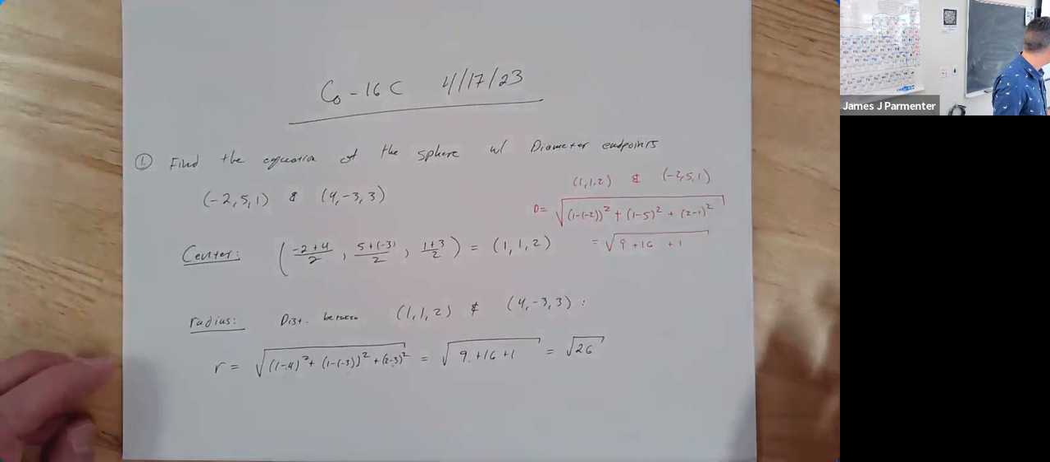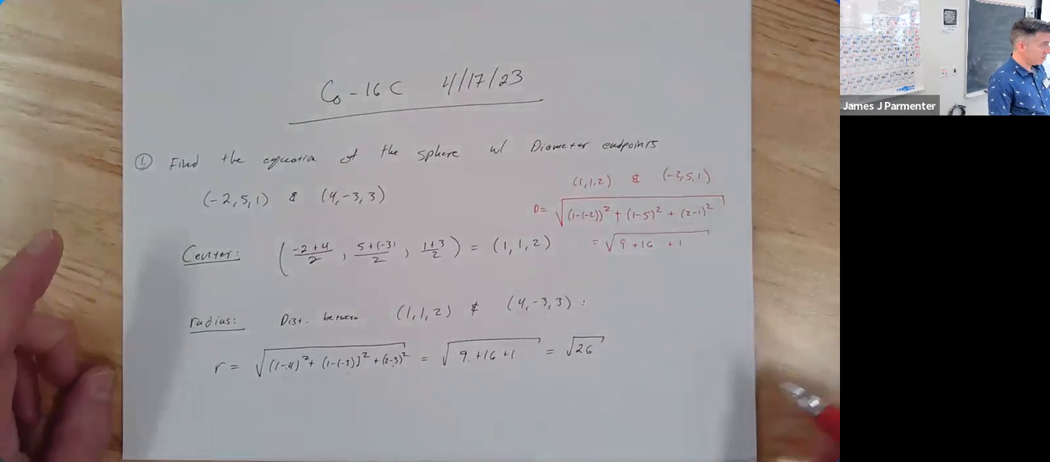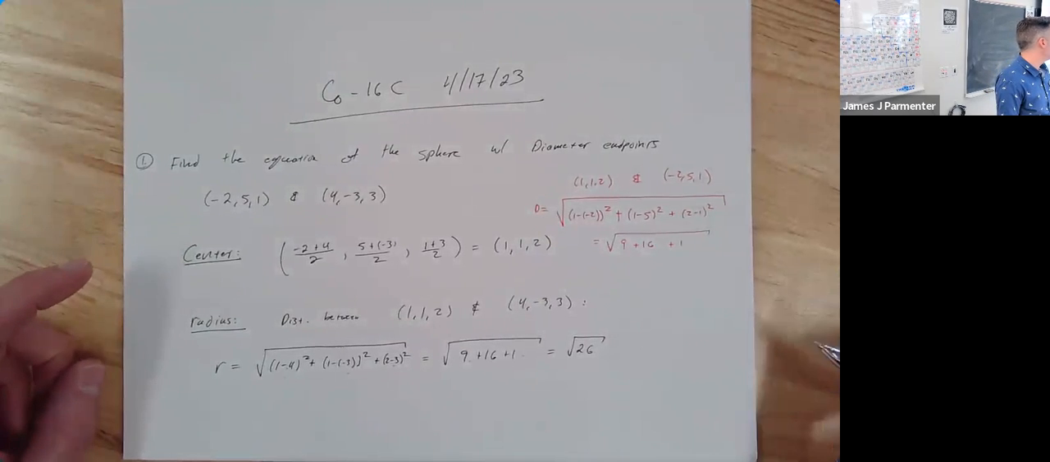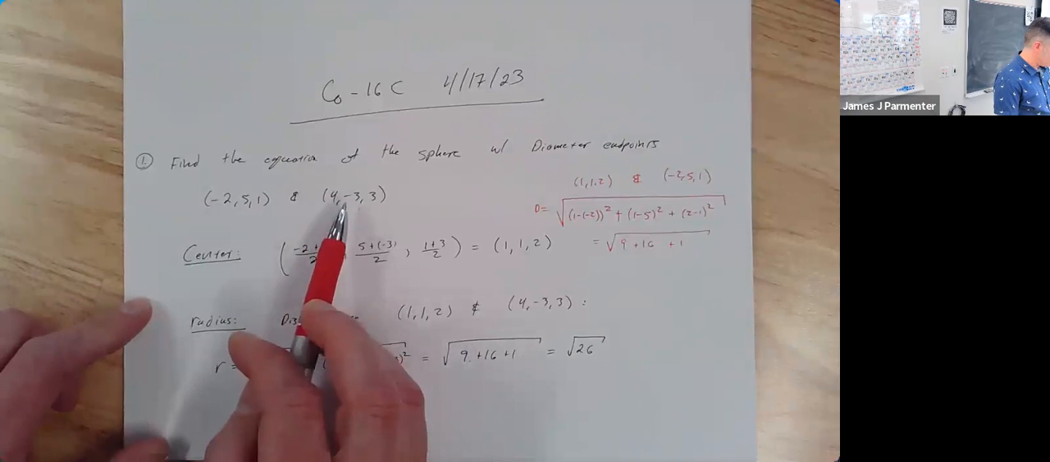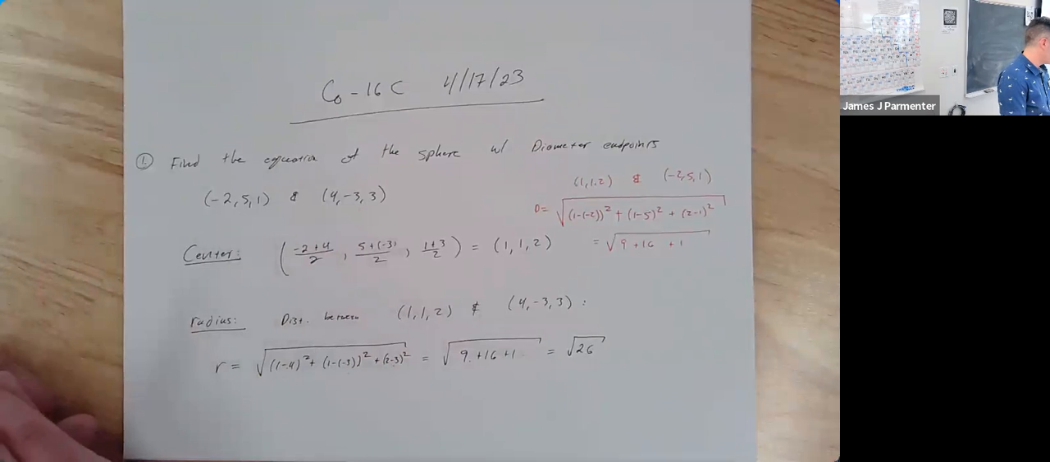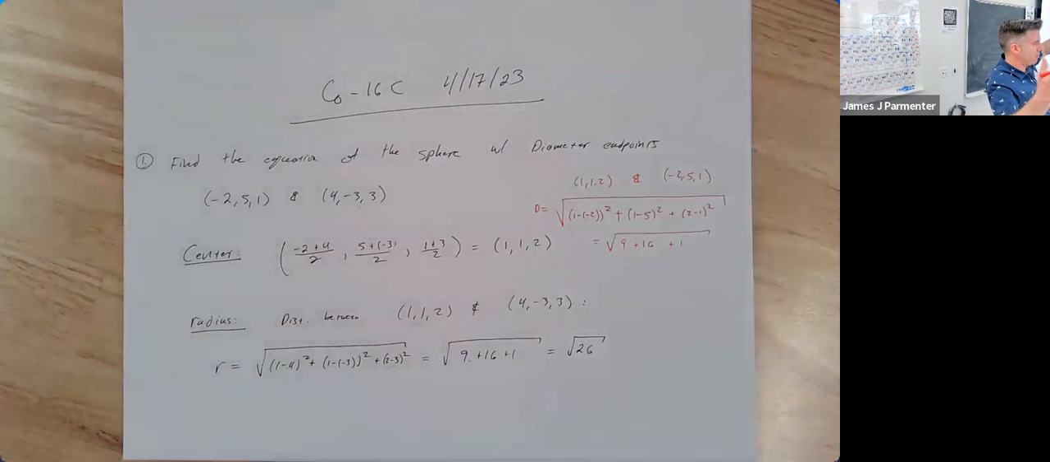And just to point out why it's better to do it this way: if you did it the other way and found the distance between the two diameter endpoints, that distance would be the square root of 104. Then cutting that in half, square root of 104 divided by 2, it's just a little more work to factor out the square number and divide by it. So I recommend doing it this way.